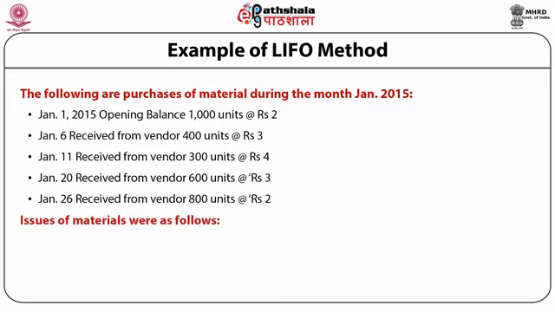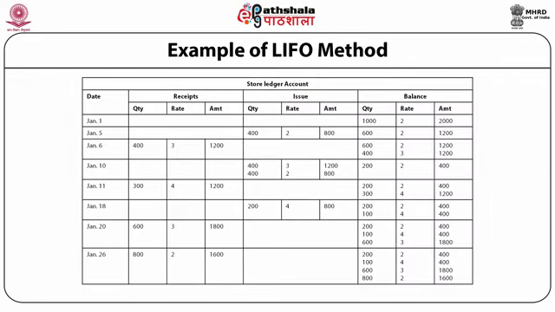And it has made issues. It issued 400 units on 5th January, 800 units on 10th January, and 200 units on 18th January. The LIFO method is cleared with the help of the store ledger account. This account reveals that on 1st January 2015, there were 1000 units at the rate of 2. On January 5th, an issue of 400 units was made at the rate of 2, and there were 600 units remaining in the stock.